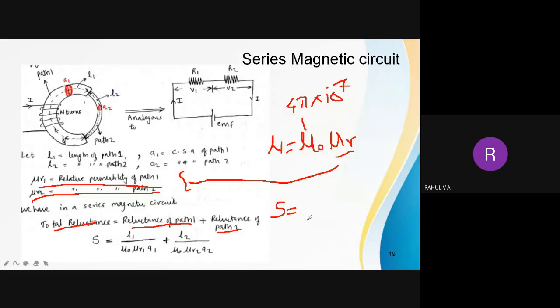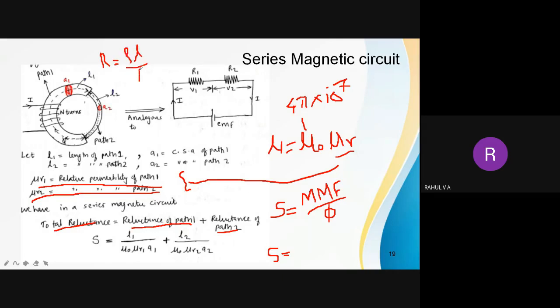One is in terms of MMF and flux. Similar to resistance, voltage by current, we have reluctance is equal to MMF divided by flux. Reluctance is equal to MMF divided by flux. Okay, correct. Anugrah, correct point. Similar to that, we have one more equation. In terms of R is equal to rho L by A, R is equal to rho L by A.